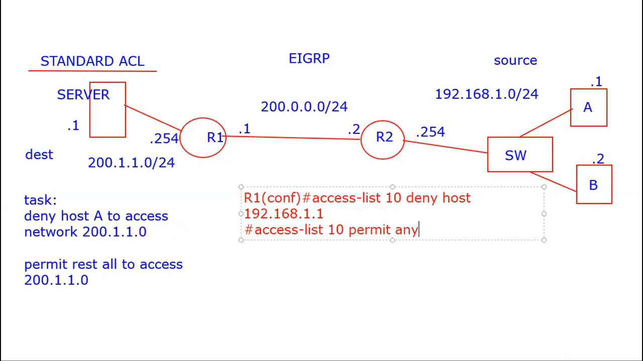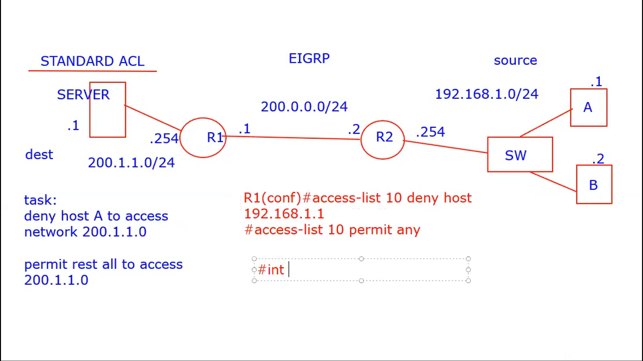So access list 10 deny host 192.168.1.1, and the second statement, access list 10 permit any. The statements are configured, only two statements. Now you have to go to the interface to apply it. These statements will not work until you apply them on the interface, because an ACL works only when it is applied on the interface in any direction, either inbound or outbound.